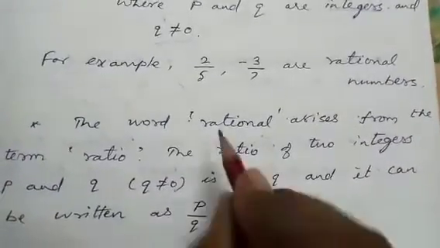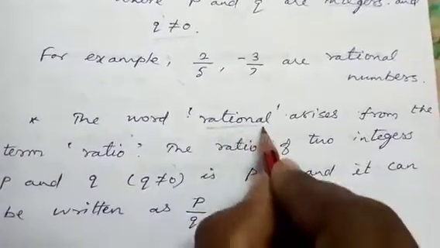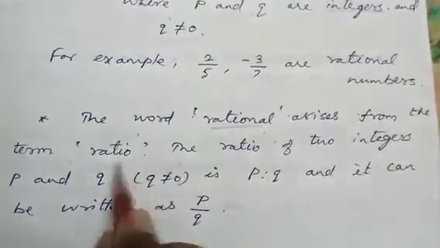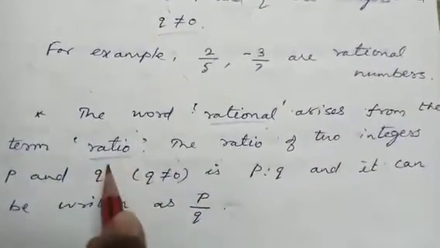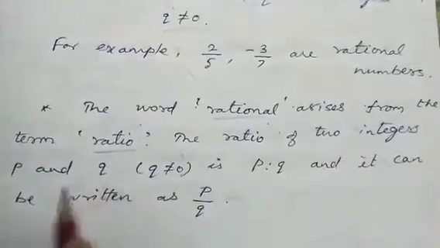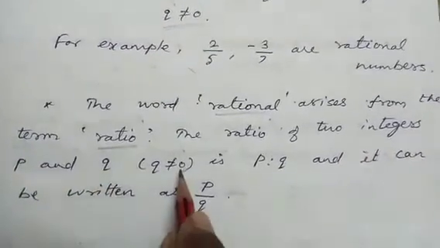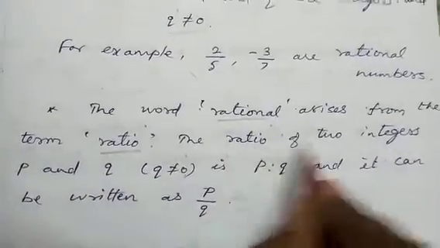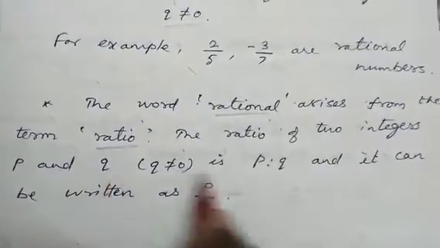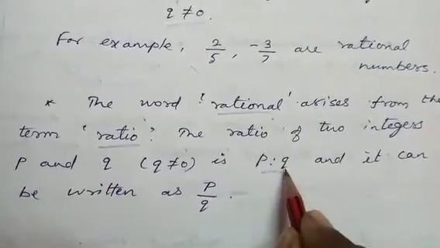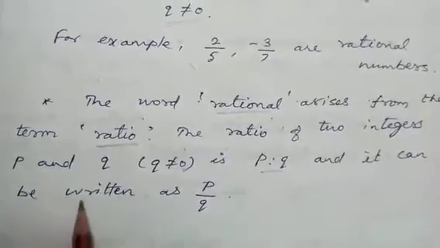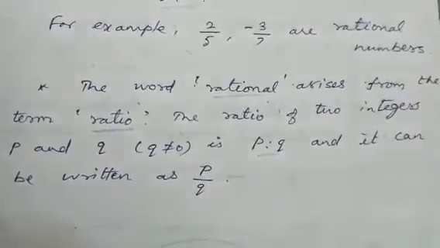Now the word rational arises from the term ratio. The ratio of two integers P and Q, where Q is not equal to 0. So the ratio of two integers P and Q is P is to Q, and it can be written as P divided by Q.